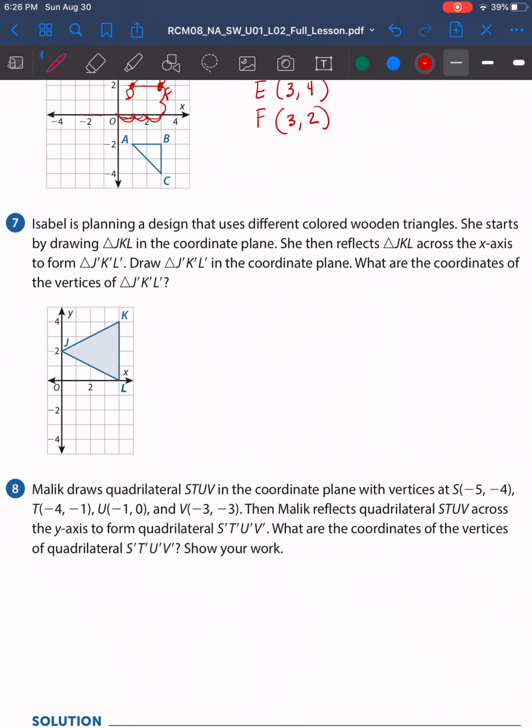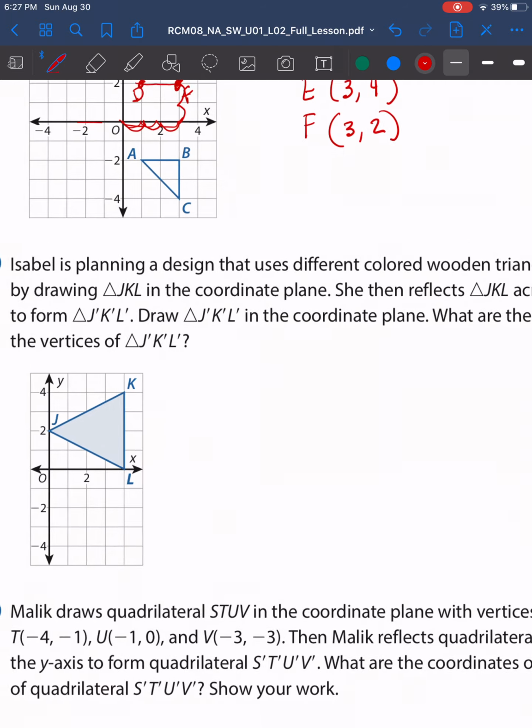Let's look at number 7. Isabel is planning a design that uses different colored wooden triangles. She starts by drawing triangle JKL in the coordinate plane. Then she reflects JKL across the x-axis to form JKL prime. Draw JKL prime in the coordinate plane. What are the coordinates of the vertices of JKL prime? So we're going to do exactly what we just did up here, okay?